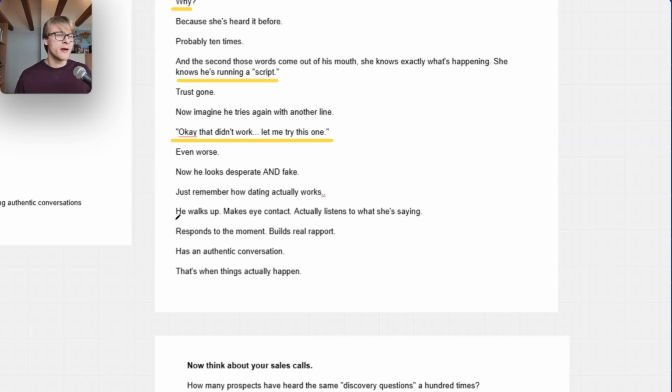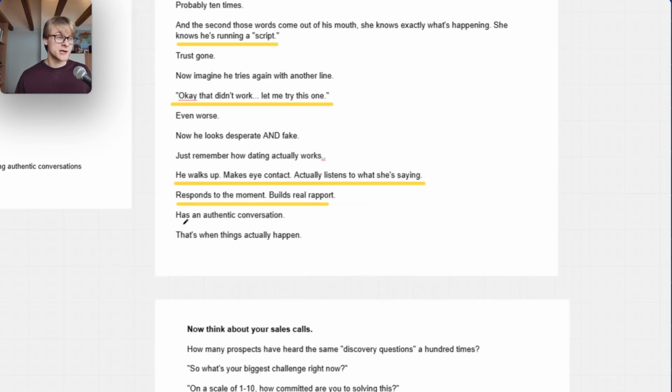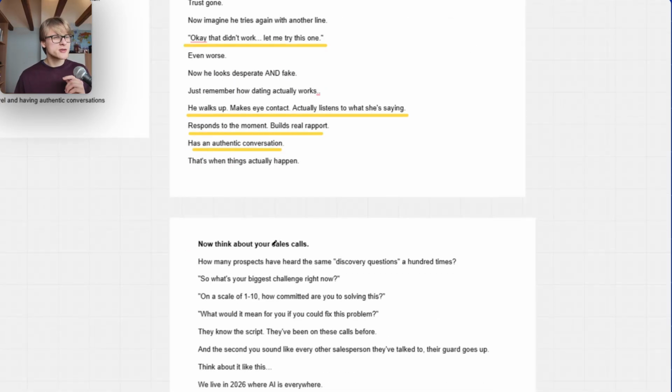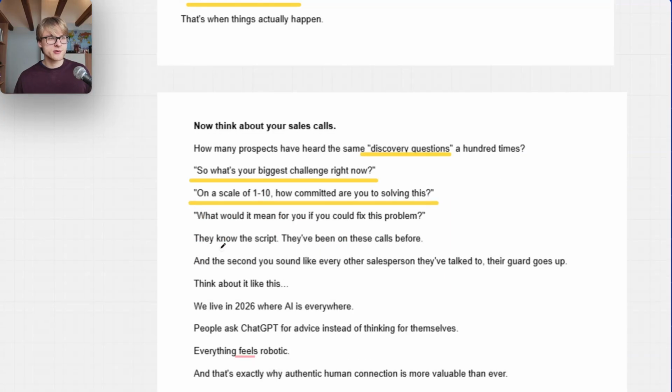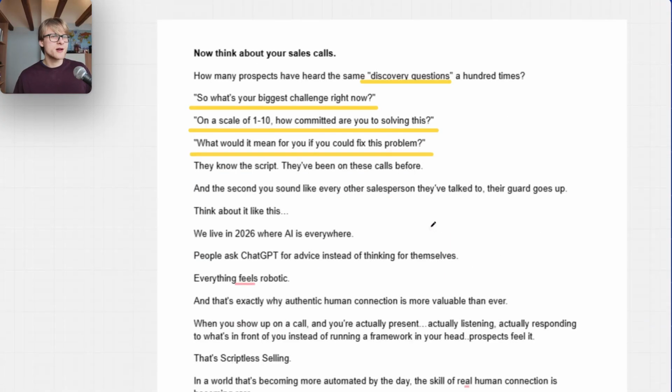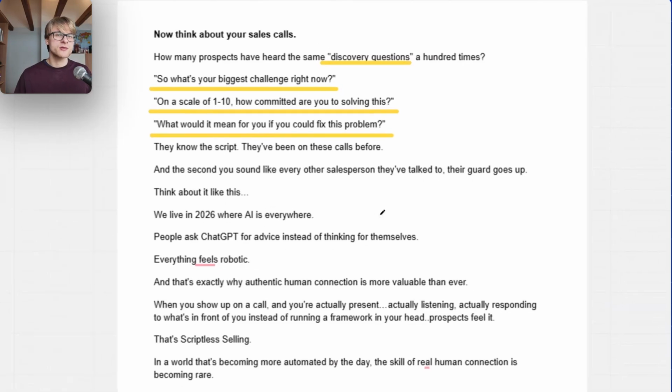And just remember how dating actually works. He walks up, makes eye contact, actually listens to what she's saying, responds to the moment, builds real rapport, has an authentic conversation. That's when things actually happen. Now think about your sales calls. How many prospects have heard the same discovery questions 100 times? So what's your biggest challenge right now on a scale of 1 to 10? How committed are you to solving this? What would it mean for you to fix this problem? They know the script. They've been on these calls before. And the second you sound like every other salesperson they've talked to, their guard goes up.